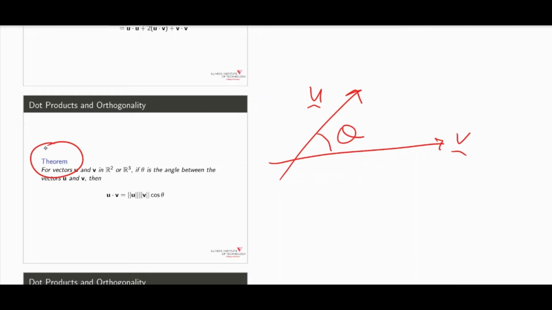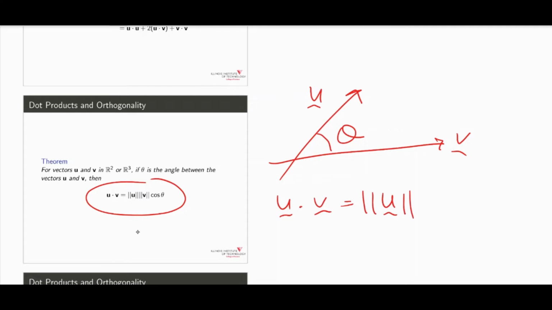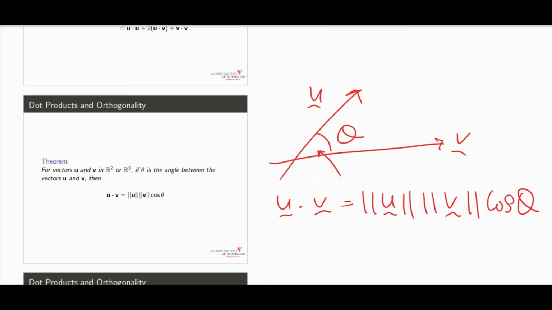Okay, so this is given by this theorem right here that says that if you have vectors u, v in R2 and R3, the angle theta between the two vectors is actually given by this: u dot v equals the magnitude of the vector u multiplied by the magnitude of the vector v, multiplied by cosine theta, where theta is the angle between those two vectors. So for any vectors u, v in R2 or R3, the angle theta between the vectors can be given like this.